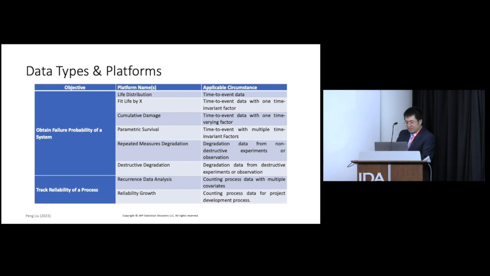Okay, the third one, Parametric Survival. This platform is designed for time to event with multiple time invariant factors. You can have voltage, you can have humidity, at the same time. Then you have to use this product, Parametric Survival. Let's see, what's this? Repeated Measures Degradation. This is designed for situations where you have degradation data from non-destructive experiments or observations. So all these platforms are designed for very specific use cases. And this is the entire list we have.